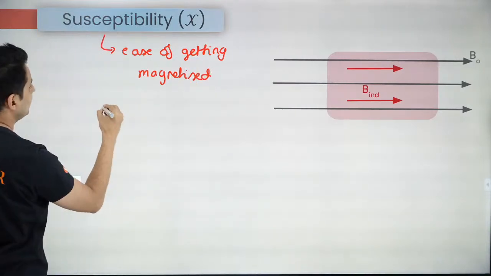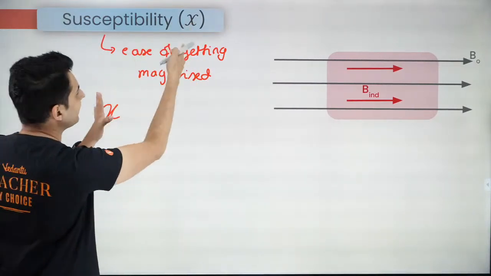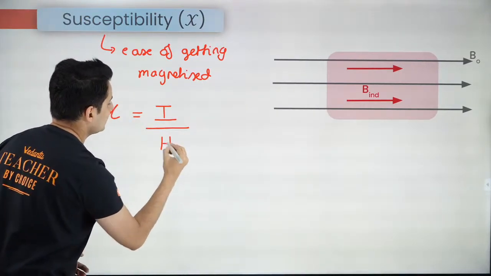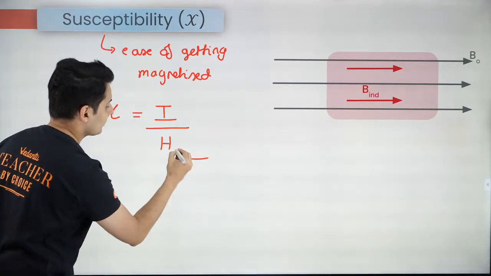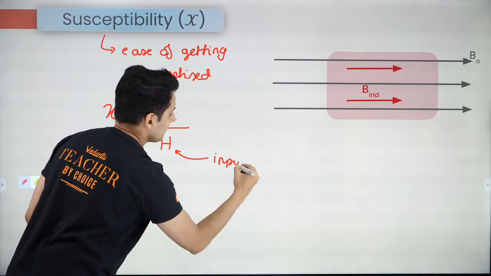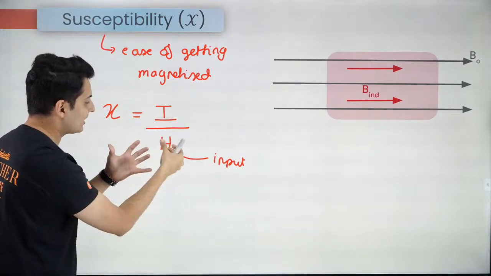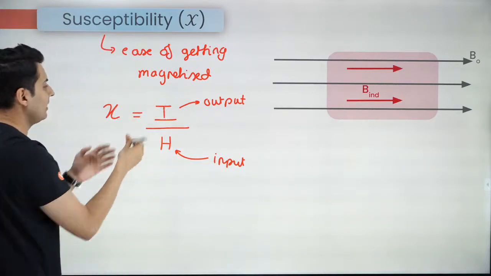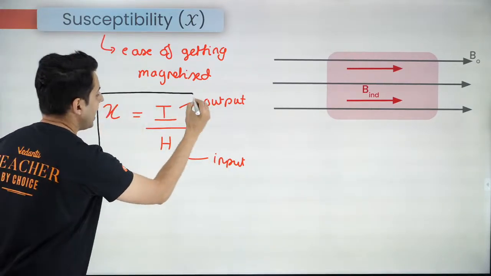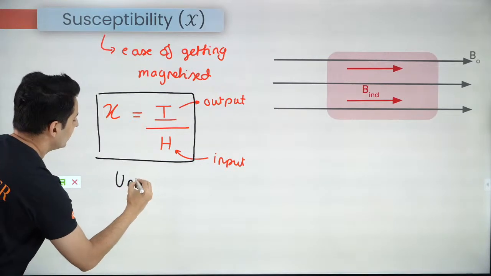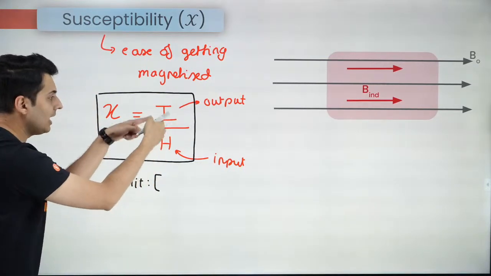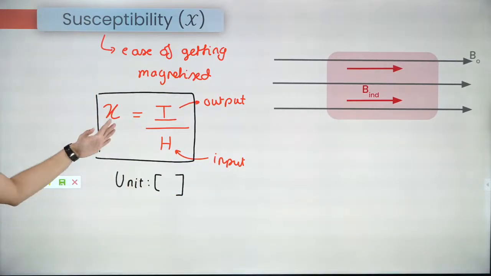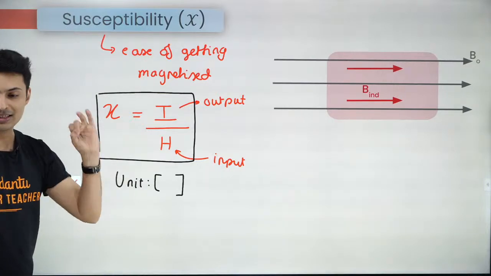This X looks like X but it's a Greek chi. This is how much did it get magnetized upon how much did you give. Remember, this H is your input, provided by the external field. This I is like your output. How much did it get magnetized? So X is nothing but I by H. If I talk about the unit, H and I both have the same unit, so X or susceptibility is a dimensionless entity.